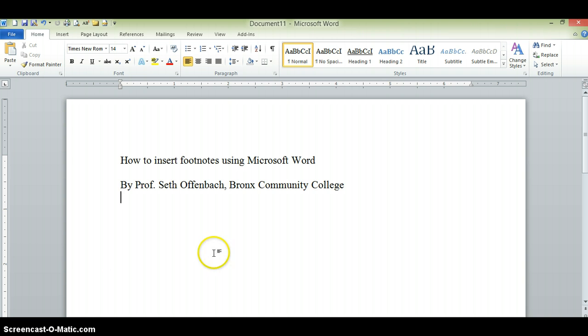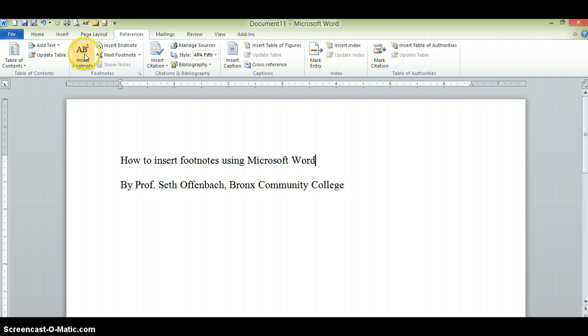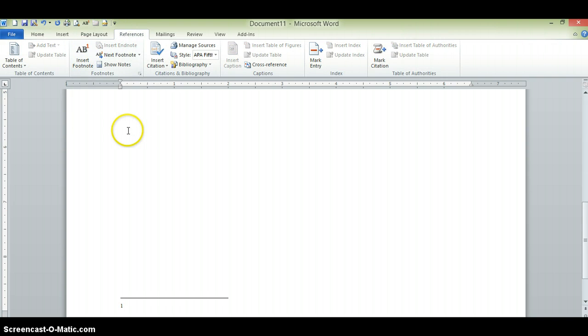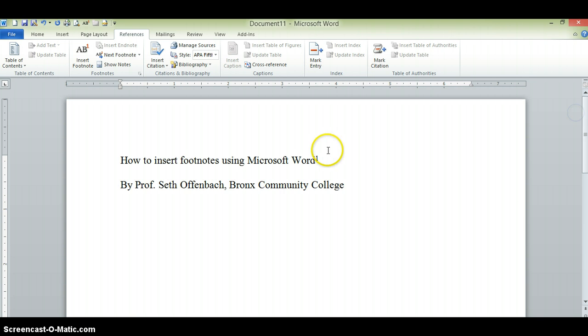To insert a footnote is relatively simple, actually. You put your cursor at the end of the sentence or paragraph where you want it to be. I'm going to leave it over there. You go to the top of the screen, to the References tab, and you hit Insert Footnote. It's actually that simple. Down at the bottom of the screen, you see the number 1 where you can type your reference. At the top of the page, the number 1 is where I left the cursor.